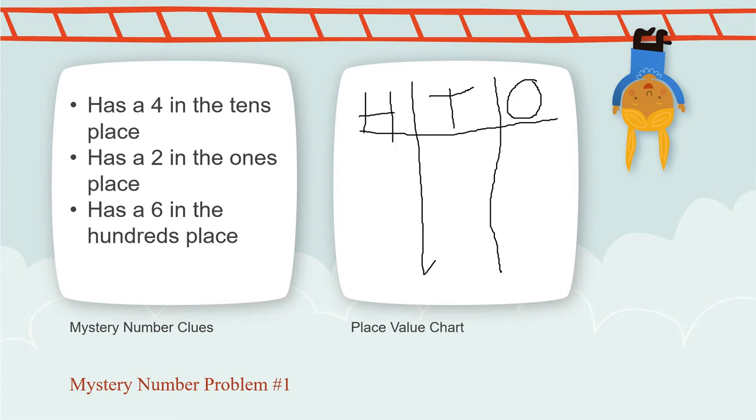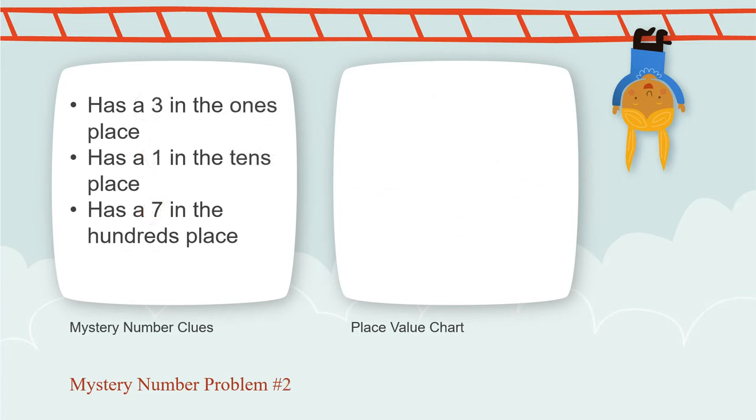Our first clue says that our mystery number has a 4 in the tens place. So I'm going to go to my tens place and write the number 4. Our second clue says that it has a 2 in the ones place. So now I'm going to go to the ones place and write the digit 2. And our final clue says it has a 6 in the hundreds place. So I'm going to place the digit 6 in my hundreds place. So now I can solve my mystery number. My mystery number for this problem is 642. Let's try another one.